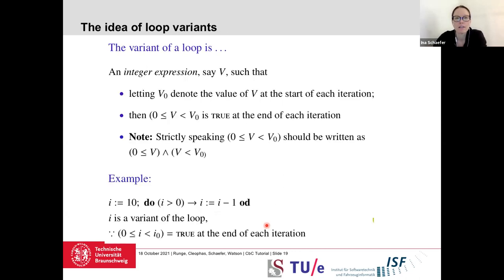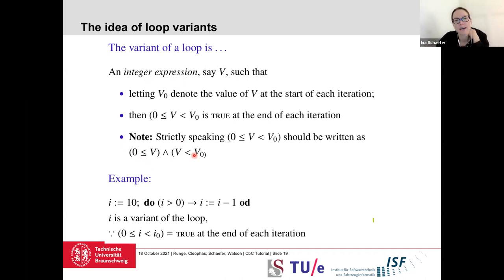And first, we also need to talk about when a loop terminates. And for that, we use a construct that we call a loop variant. So we have the loop invariant and the loop variant that is for termination. An integer expression, and we call that V in this slide deck, is a loop variant if, or let me put it differently. So in general, a loop variant is an integer expression that is monotonically decreasing in each iteration of the loop and that is bounded from below. And this is essentially also what's on this slide.